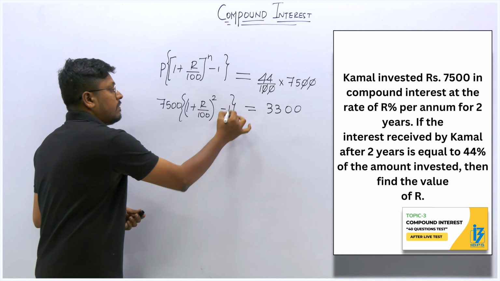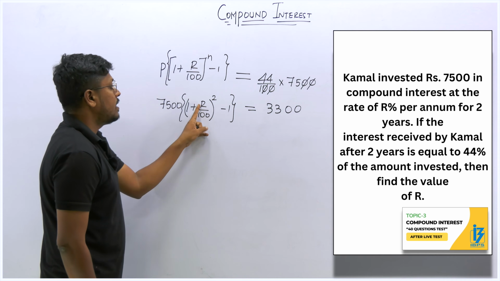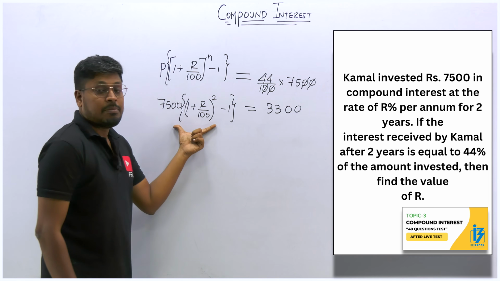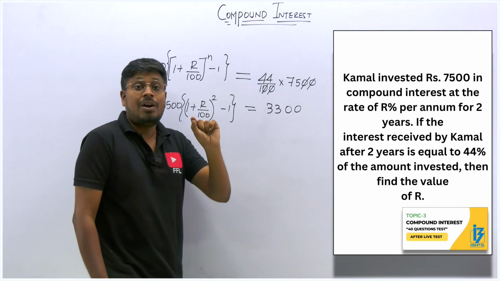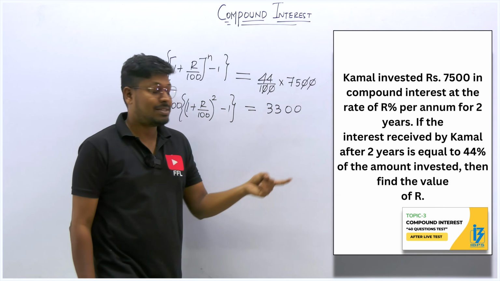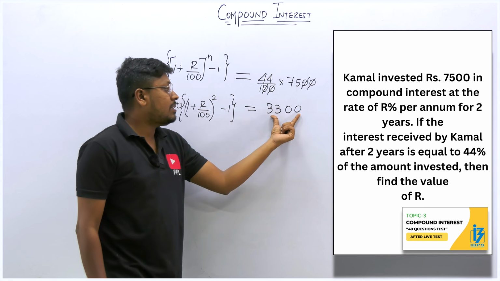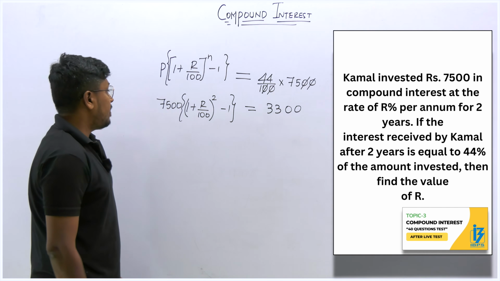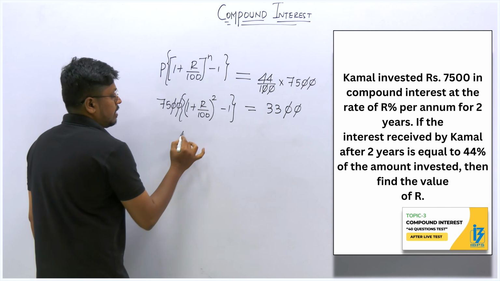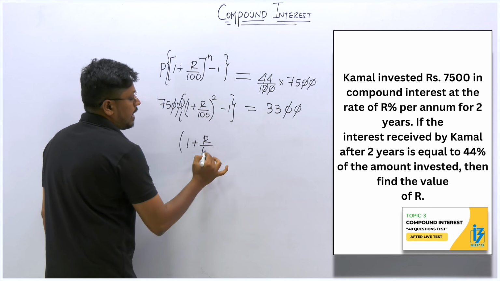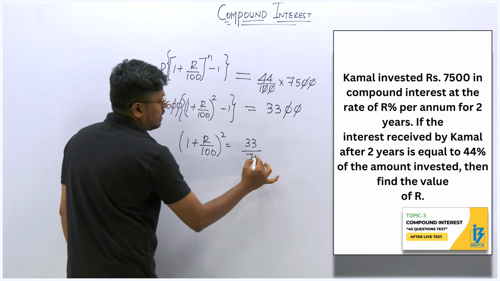So Kamal invested 7,500 for 2 years at some rate of interest. So the interest amount he gets after 2 years is equal to 44% of the amount he invested. So invested is 7,500. So we found 44%, which is 3,300. Right? So now we can cancel 0, 0 here. We can cancel 0, 0 here. So the remaining is (1 plus r by 100) the whole square is equal to 33 divided by 75.